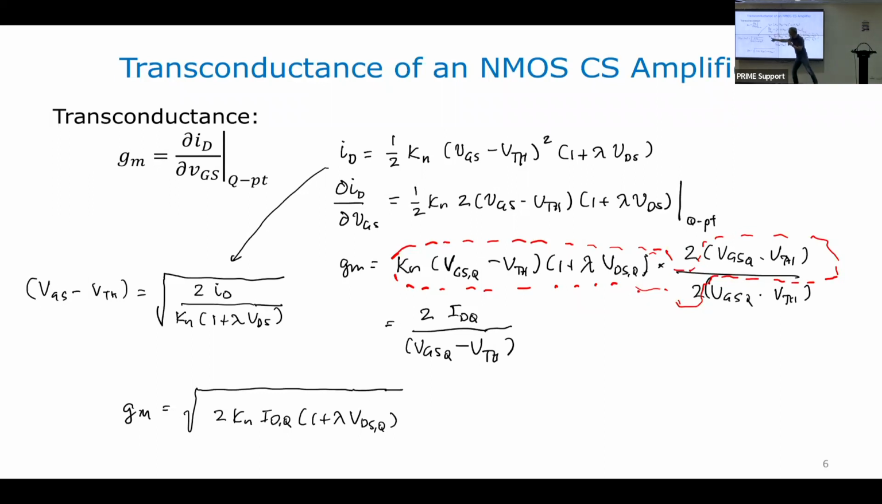Yung una ito, where G sub M depends on VGSQ and VDSQ. Yung pangalawa ito, where G sub M is in terms of IDQ and VGSQ. And finally, this expression, where G sub M is expressed in terms of IDQ and VDSQ. 3 possible expressions. But actually, you just have to remember one, and then you can derive the other from that one. Siguro pinakamadaling tandaan ito: 2 IDQ over VGSQ minus VTH. So that's your transconductance.